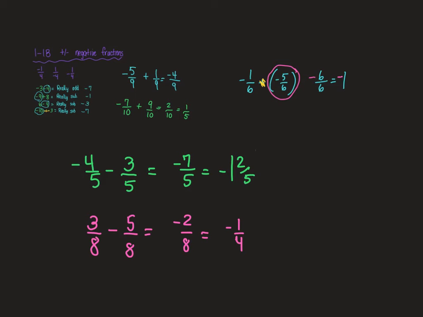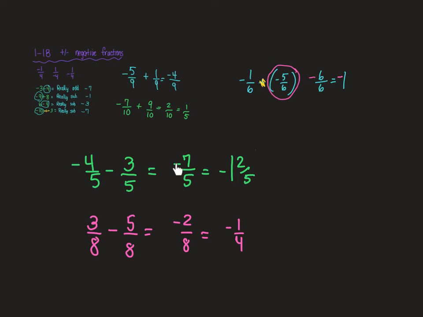All right, I got -1 2/5, and I got -1/4. Let's see how I did it. I have 2 negatives. 2 negatives mean I really add. That's how I got this number right here. I really added the 4 and the 3. Think bigger. 4 is bigger than 3. 4 is negative, so my answer is negative.